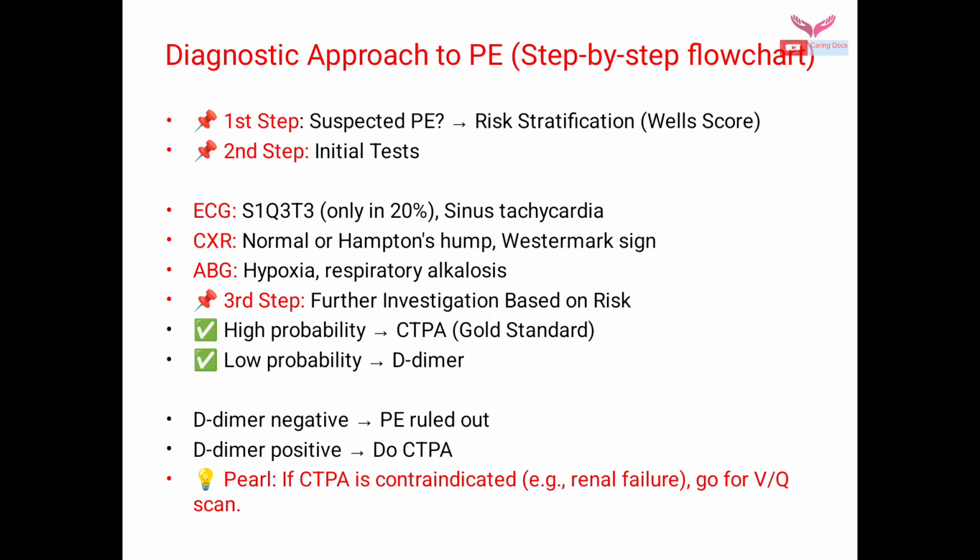Once we have done the risk stratification by using Wells criteria, we then do the diagnostic approach. The initial tests which are done are ECG, chest X-ray, ABG, D-dimer, CTPA. If CTPA is contraindicated, for example, in patients with renal failure, we should do a VQ scan.